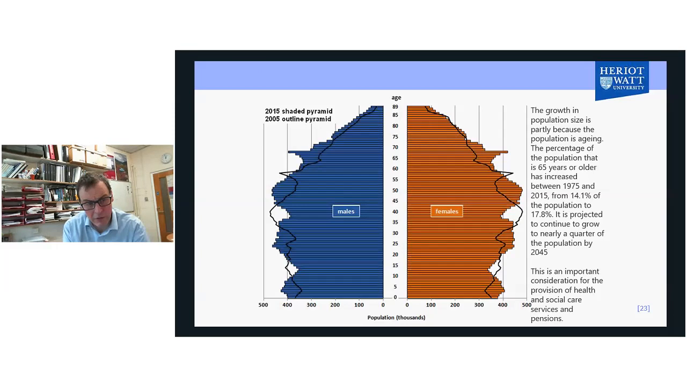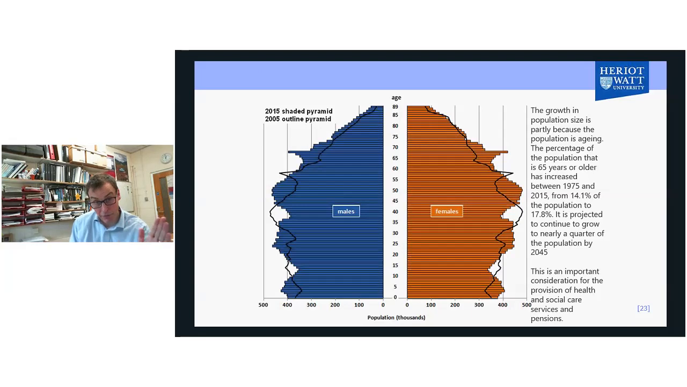So what's happening? Well, we're all living much longer, which is a good thing, of course. The growth in population size is partly because of the ageing population. The percentage of the population that is 65 or older has increased between 1975 and 2015 from 14.1% to 17.8%, and is projected to continue to grow to nearly a quarter of the population by 2045. So basically, a lot more people are living older, and a lot of them are living in single person households, and that's the big challenge.